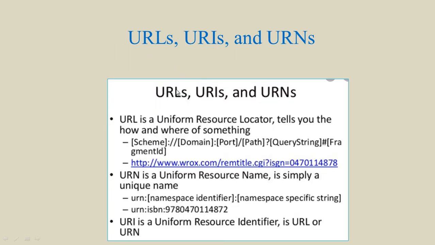URL, URIs and URNs. A URL is a uniform resource locator, which tells you the how and where of something. A URN is a uniform resource name, which is simply a unique name. A URI is a uniform resource identifier, which is a URL or URN.